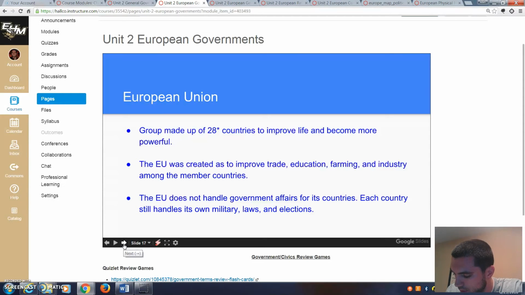Number 11. Name the 4 reasons the European Union was created. Well, if we look right here, it says the EU was created to improve trade, education, farming, and industry among the member countries. So if we look at that, that might tell us the four reasons the European Union was created. It might be 1, 2, 3, and 4. All right, so hit pause and get this answer down.